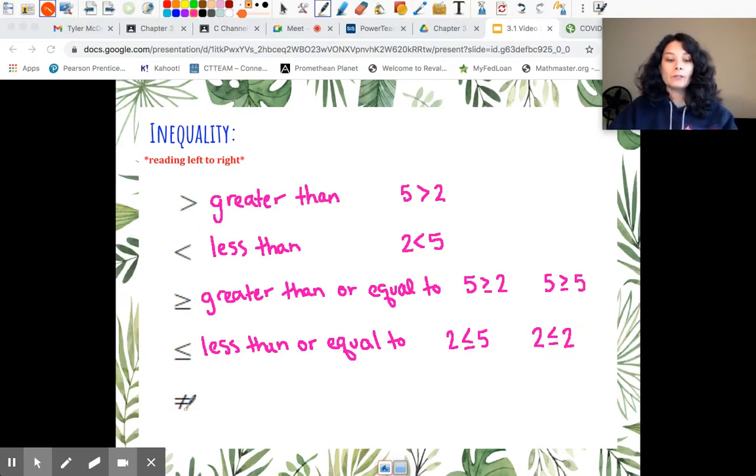And then, like I mentioned, this last symbol, we're not really going to use it in chapter 3, but I always like to include it. It looks like an equal sign with a slash through it. It quite literally means not equal. Not equal. So you might say that 5 does not equal 2, or you might even say that 1 plus 1, which we know equals 2, does not equal 3.